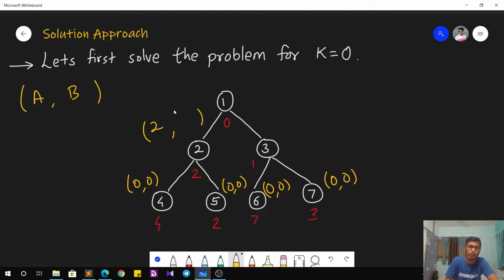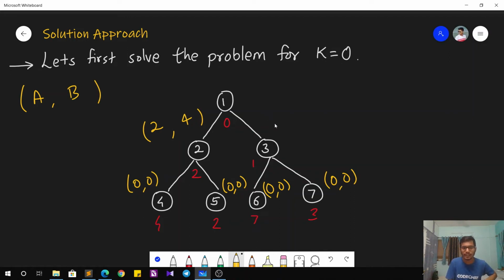Now similarly for Bob, to place the value over here, we'll check all the children nodes, but this time we'll take Alice's value plus the node value and we'll maximize over all of them. So again 0 plus 4 and 0 plus 2, but the maximum is 4. So I take 4 over here. In this way, we have got the answer for this node as well.